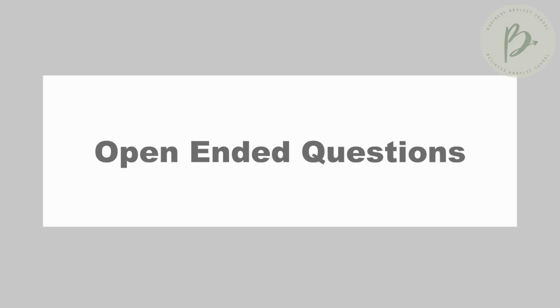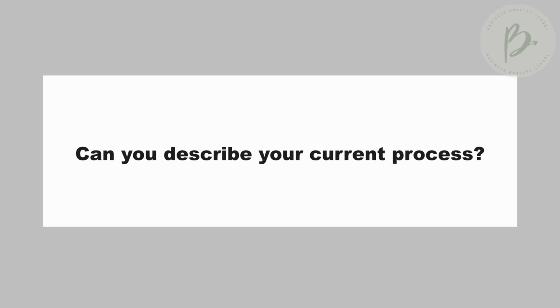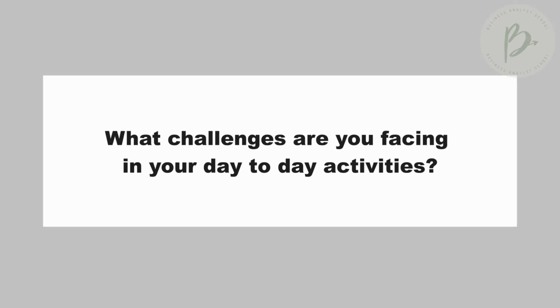For your meetings, you can start with open-ended questions such as, can you describe the current process? What you currently do? Can you walk me through your as-is process? Another question could be, what challenges are you currently facing in your day-to-day work, in the tasks that are involved in the project? So those are two types of open-ended questions to ask during your stakeholder interviews.